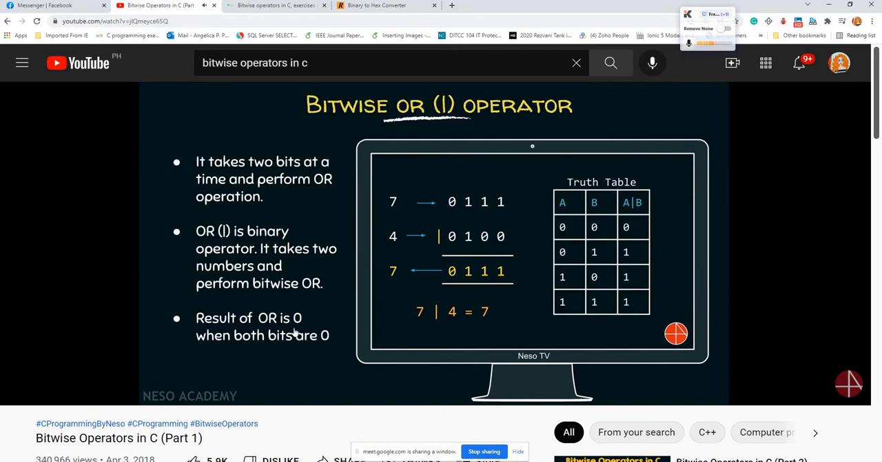Result of OR is 0 when both bits are 0. Therefore, only when both bits are 0, the result is 0. Otherwise, the result is 1. Here is the truth table available for the OR operator for the sake of reference. 0111 is equivalent to 7 in decimal. Therefore, the final result of bitwise OR operator between 7 and 4 is equal to 7.